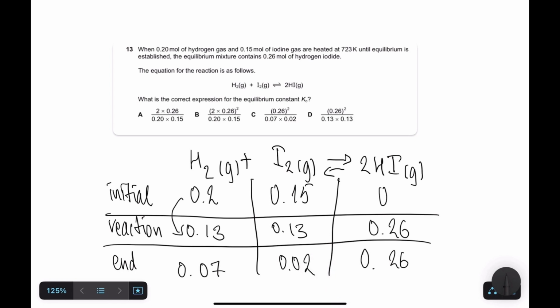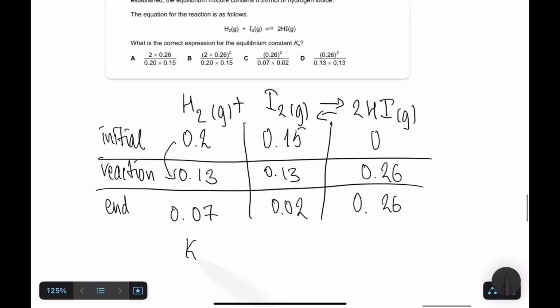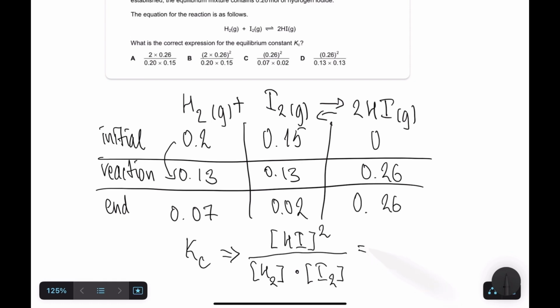In the end there will be this. And the Kc value is HI squared divided by H2 multiplied by I2. So Kc is 0.26 squared divided by 0.07 multiplied by 0.02. So the answer is C.